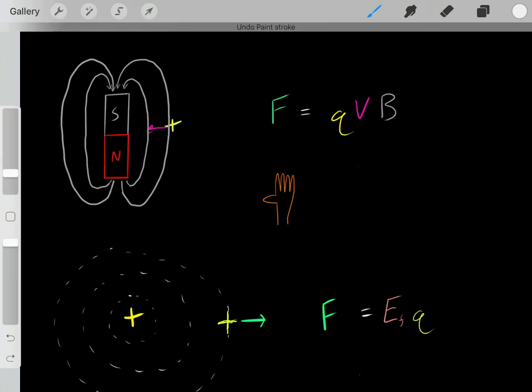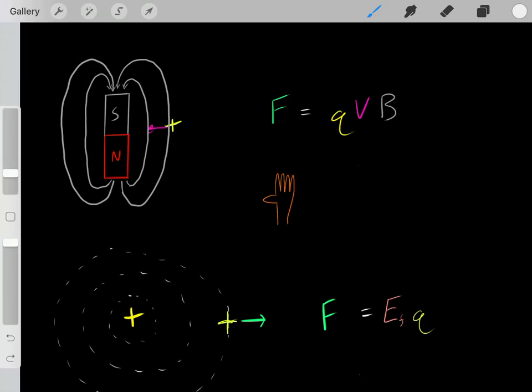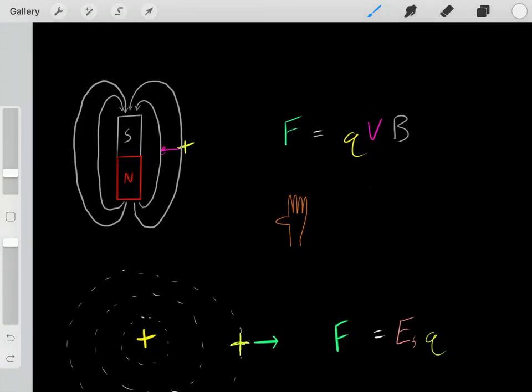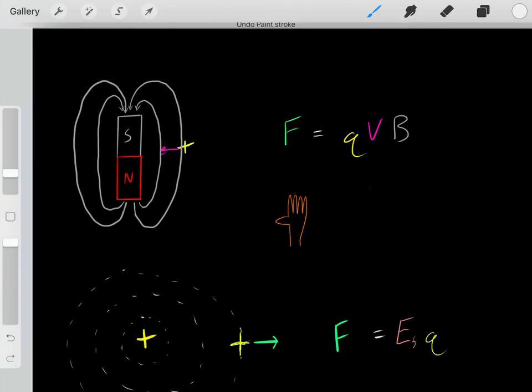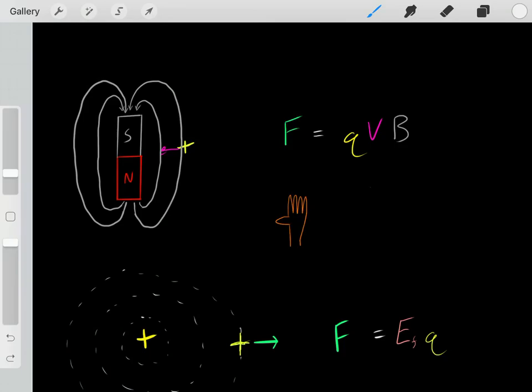So now that we've done this, the direction that our palm faces is the direction of the force. So again, if we're using our right hand, our thumb points in this direction, our fingers in this direction. So we see our palm would point into the screen.